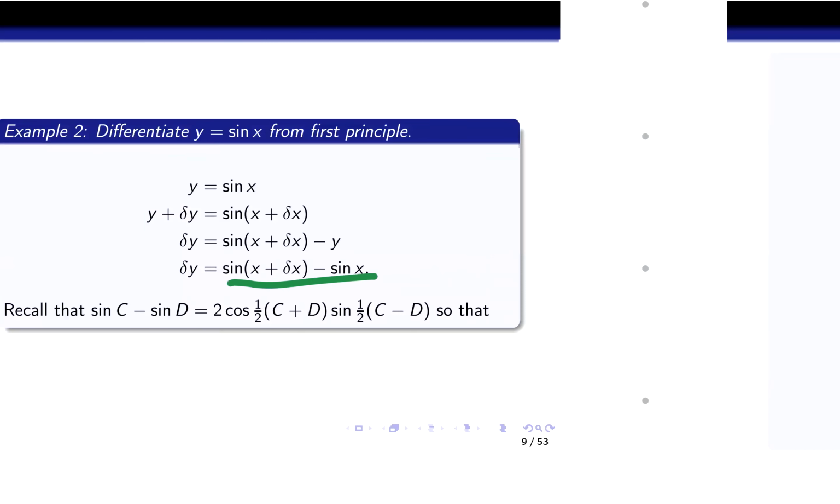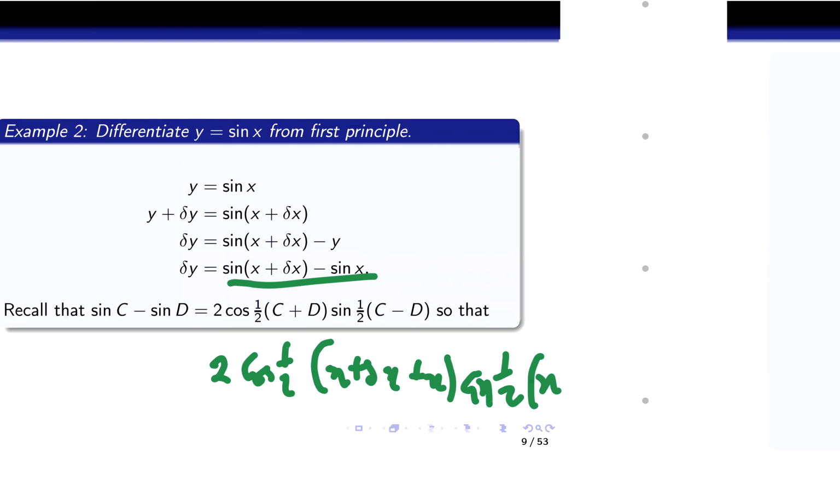But then your knowledge of trig should kick in here, knowing that sine of x plus delta x minus sine x can be expressed as 2 cos half into, if you take x plus delta x as c, that's x plus delta x plus x, then sine half into c minus d, that's x plus delta x minus x. That's the kind of thing we are going to do on the next slide. And this is where it is coming from. And there we have it.